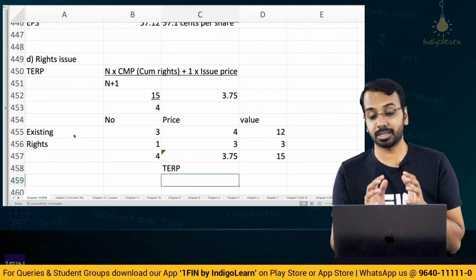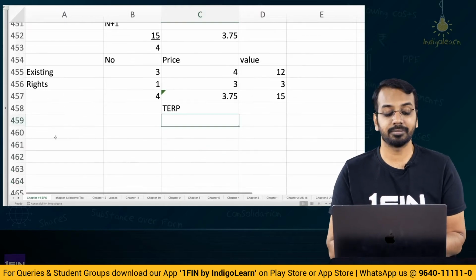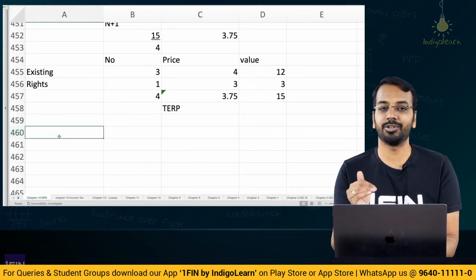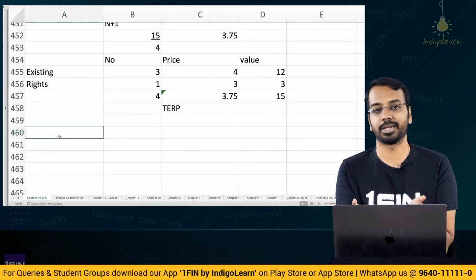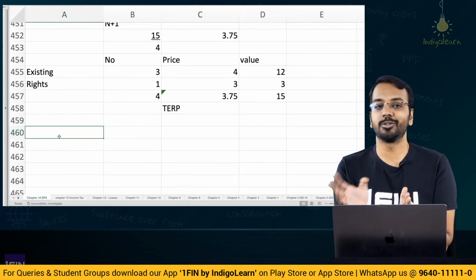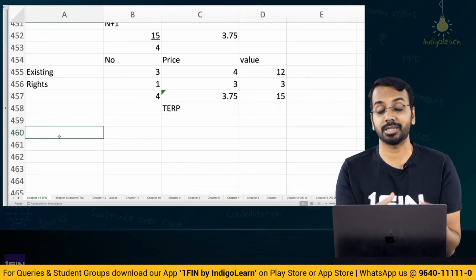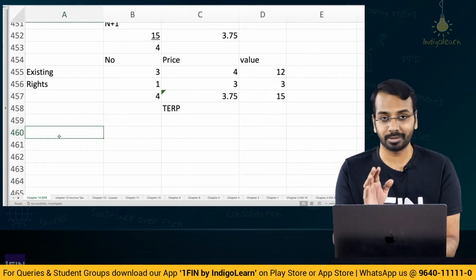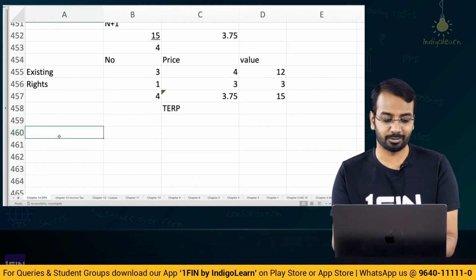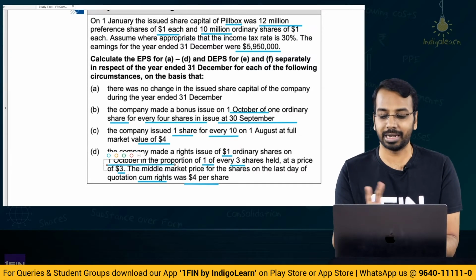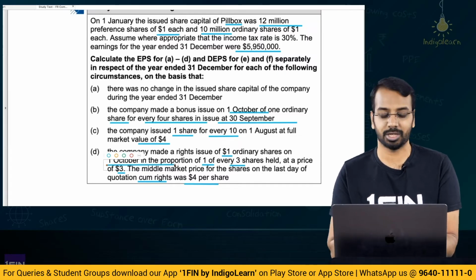This is the theoretical ex rights price. And for the calculation of earnings per share, we know for rights issue there are 2 components: shares issued at full price, shares issued without any consideration. So to identify the shares issued without consideration, we need to know what is the adjustment factor, right. That is what we need to calculate. Now here the shares have been issued on 1st of October. So this 1st of October is relevant for calculating the weighted average shares, right.